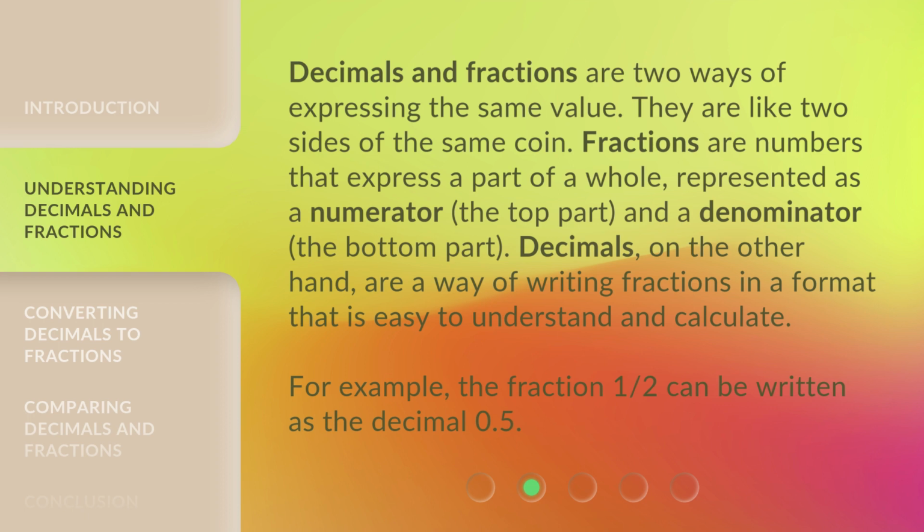Decimals and fractions are two ways of expressing the same value. They are like two sides of the same coin. Fractions are numbers that express a part of a whole, represented as a numerator, the top part, and a denominator, the bottom part. Decimals, on the other hand, are a way of writing fractions in a format that is easy to understand and calculate. For example, the fraction 1/2 can be written as the decimal 0.5.